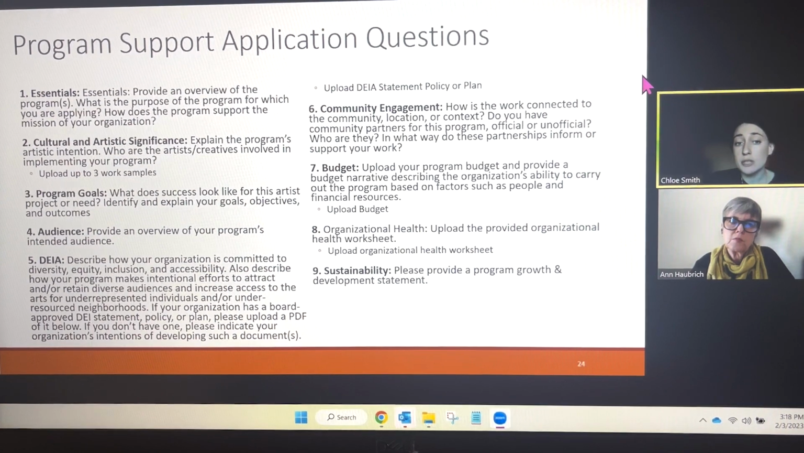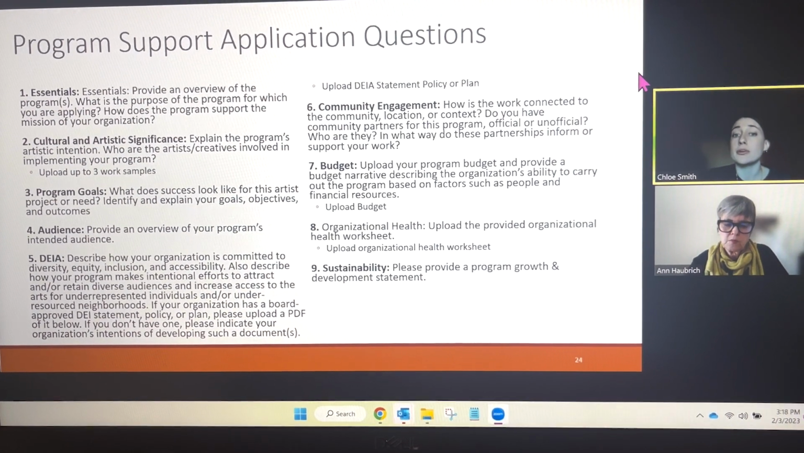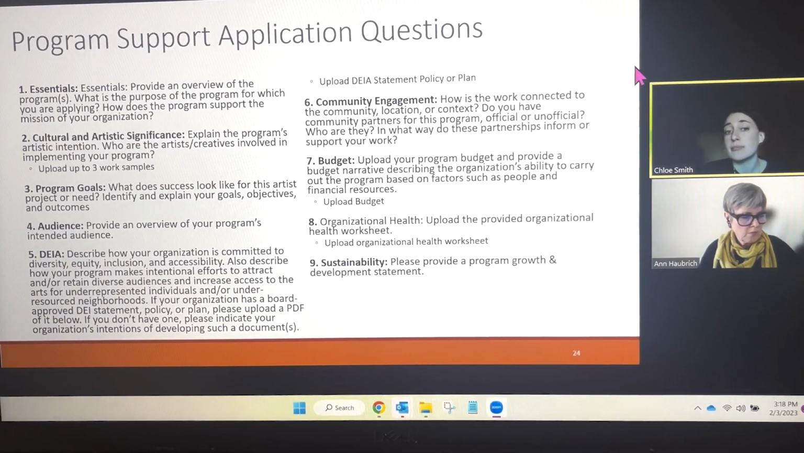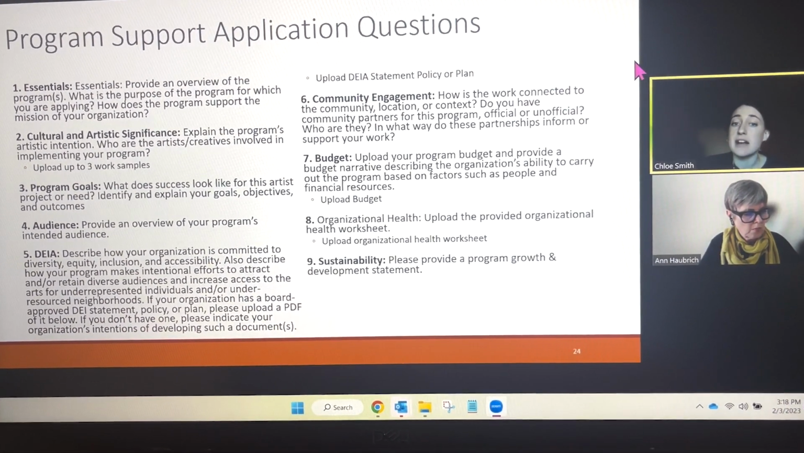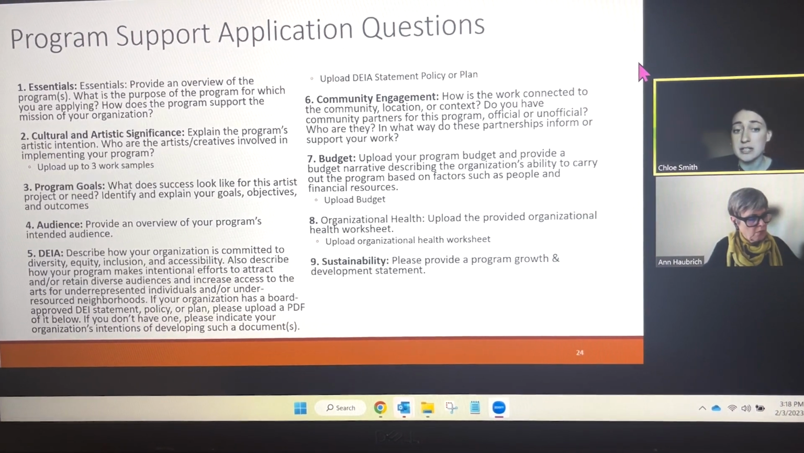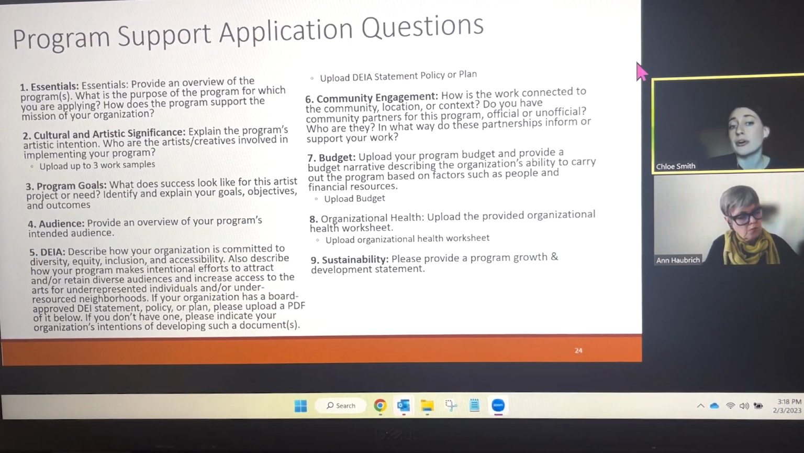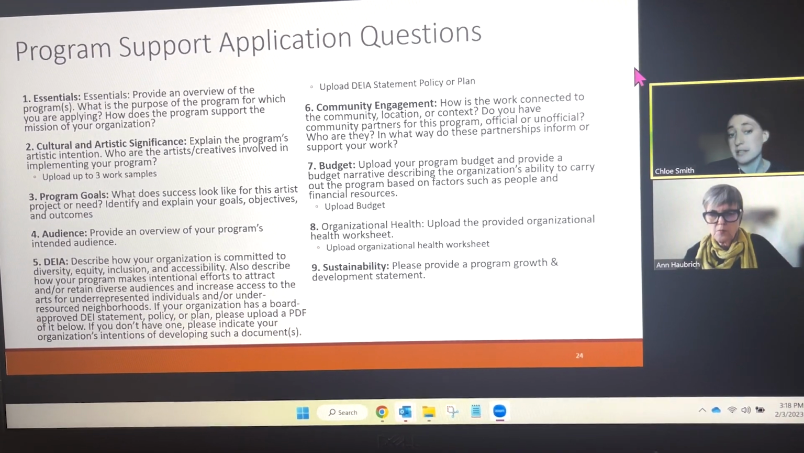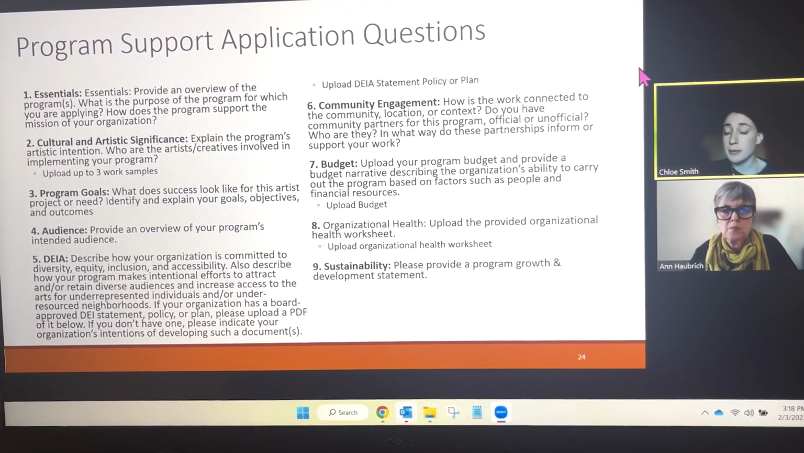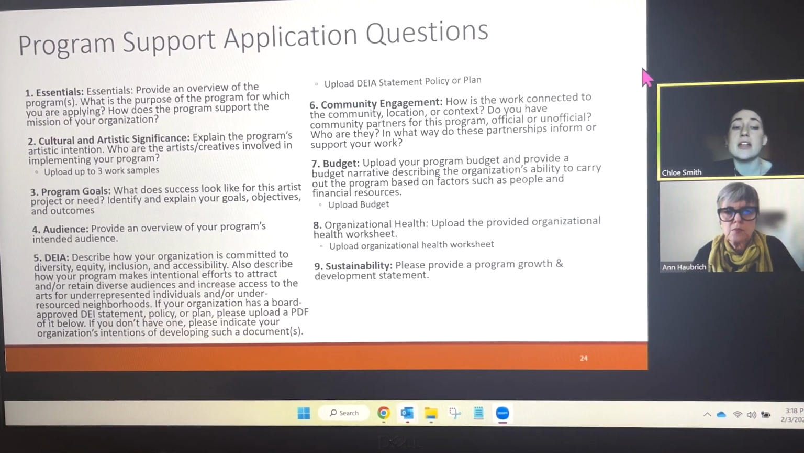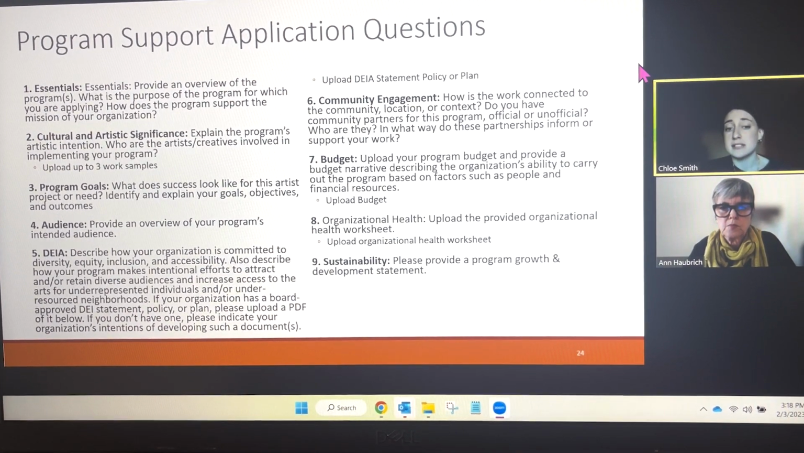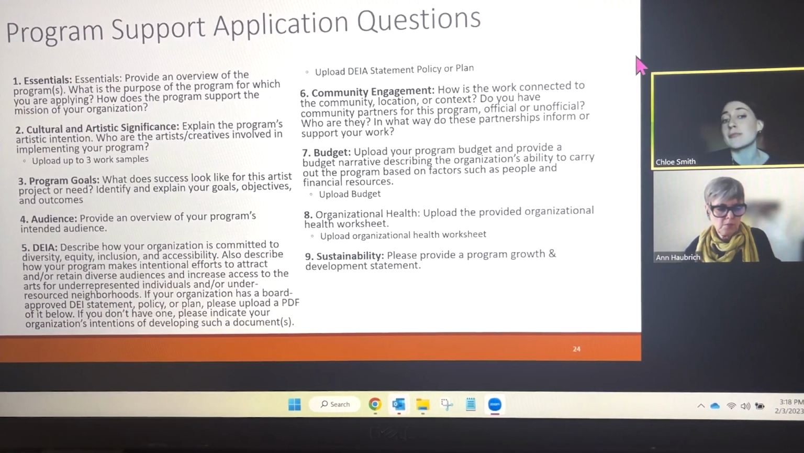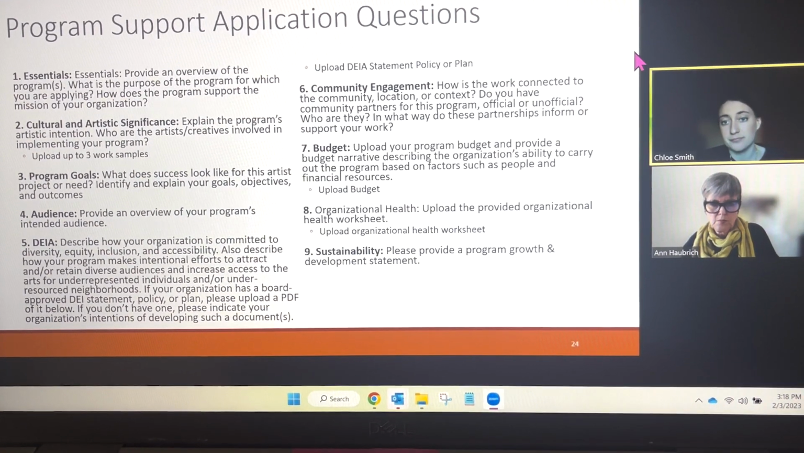The seventh question will be about budget. We'll ask you to upload your program budget and provide a budget narrative describing the organization's ability to carry out the program based on factors such as people and financial resources. The eighth question will be regarding your organizational health, and we'll ask that you upload the provided organizational health worksheet, which should be published to the website. And then the ninth and final question will be about sustainability, where we will ask that you please provide a program growth and development statement.